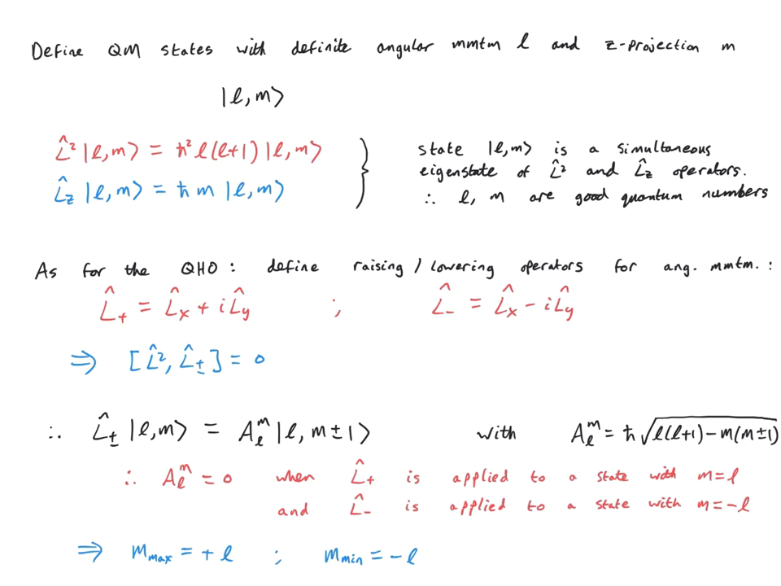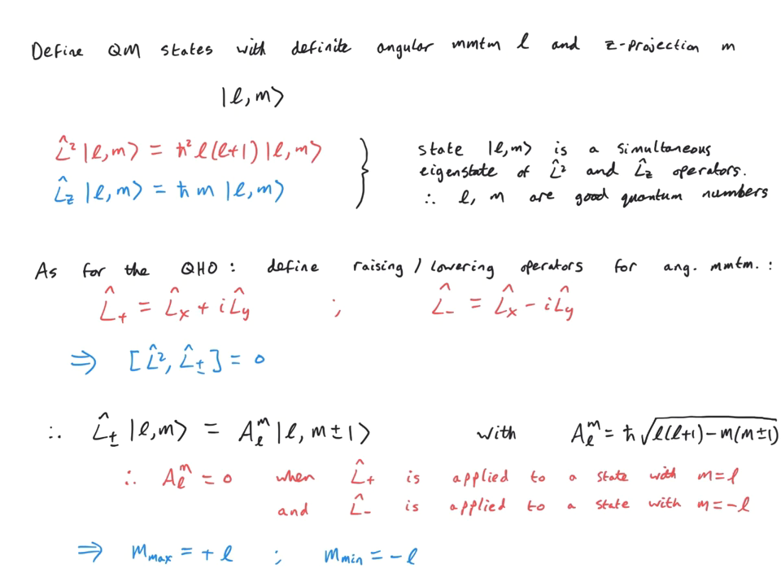Why is that? Because if we take this expression here and we try to further increase the m value by applying L plus, then we'll see that if we're already at m equal to L, then this will just give us 0 on the right-hand side. 0 on the right-hand side means there's no such state. We cannot further increase the z projection of the angular momentum. The maximum possible m is therefore L.